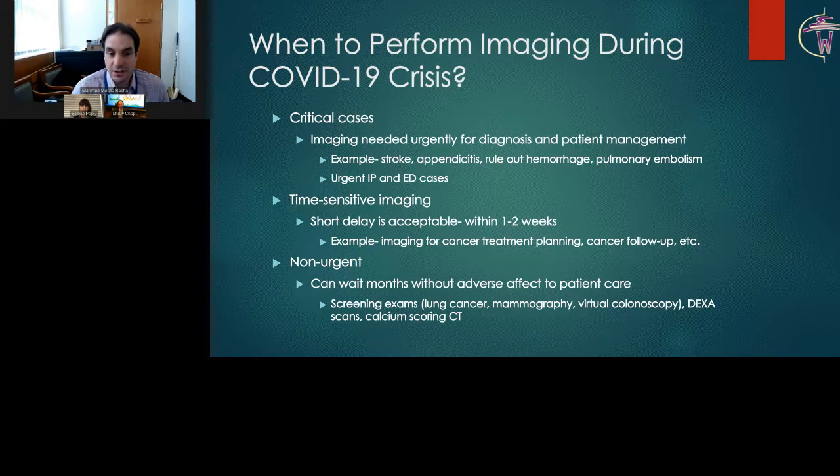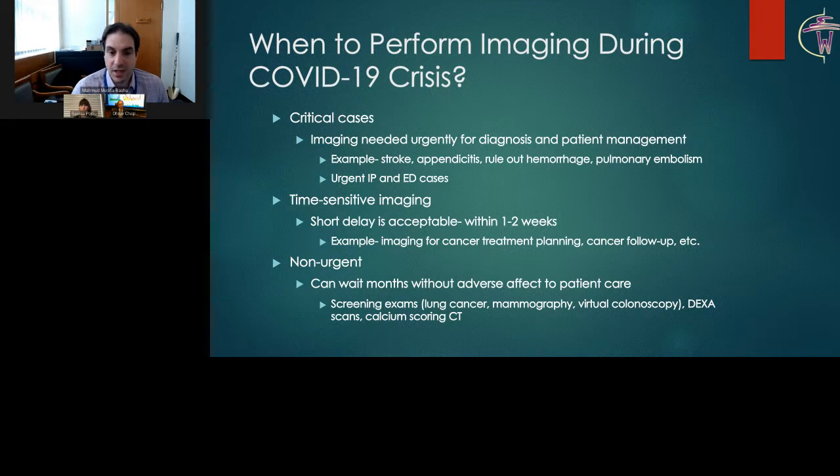The date to restart elective imaging is evaluated on a 2-week rolling process just to really reassess the landscape, reassess local governance orders and mandates, and determine whether we want to continue this or whether we're getting close to a point to where we can really set that time.